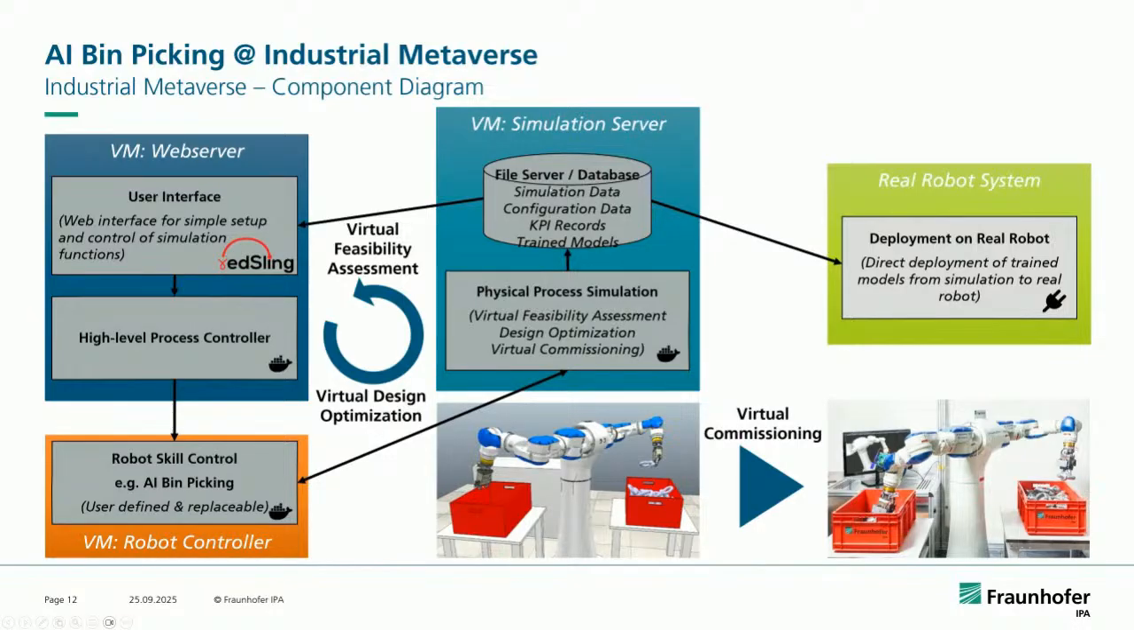And then we connect to our simulation server, which is running the physical process simulation on the one hand, and also keeping all the data knowledge and models here, like the simulation data, the configuration data, the KPIs you record during the tests, and the trained models in the end that you can finally deploy to the real robot system, so that directly runs there. So this is all modularized so that you can really work with this in a very flexible fashion. And as said, the whole thing can loop in different optimization cycles so that in the end, you also optimize the design of your solution here.